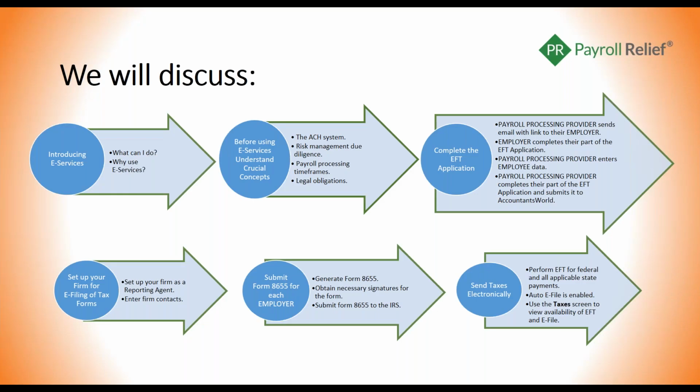We have several important topics to discuss today. First, we will have a brief introduction to e-services. Next, we will talk about what you need to know to get started with e-services, including risk management, due diligence, and the steps you need to take to set yourself up with e-services. In addition, we will discuss how to streamline your EFT application process to not only minimize your risk, but also avoid potential delays and complete the approval process significantly faster.